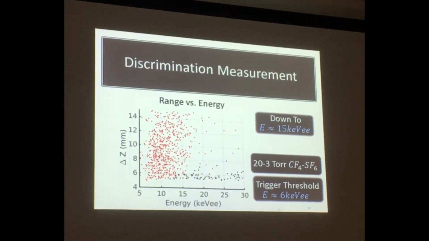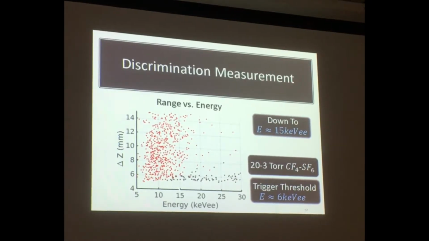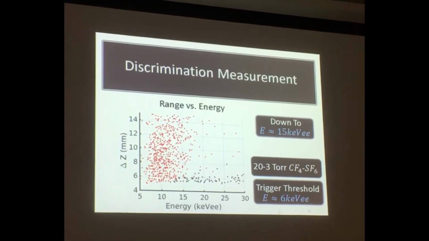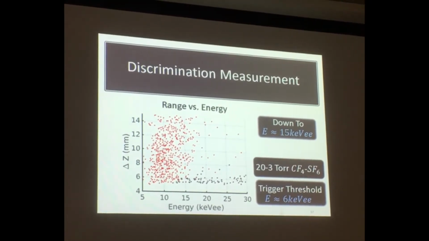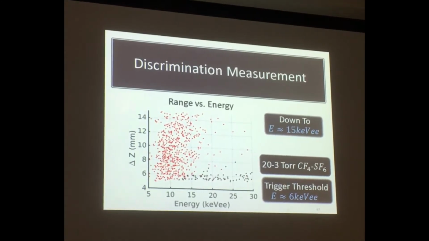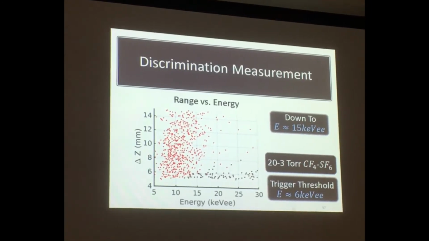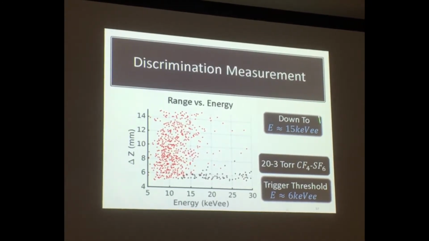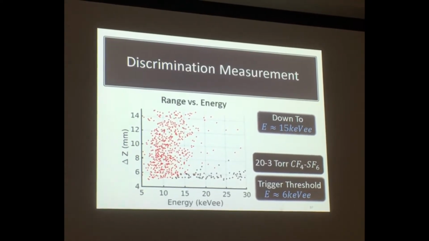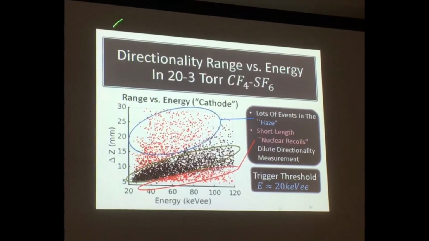But if I zoom in at low energy, you see that I have the electronic recoil band here, what I've defined to be the nuclear recoil band, and you see we have discrimination down to like 15 keVee, which is much better than what I had before. I had like 50 keVee before, so this is pretty good. And again, this is with a 1D readout, the Z dimension. Okay, so that's the discrimination, and then the directionality.